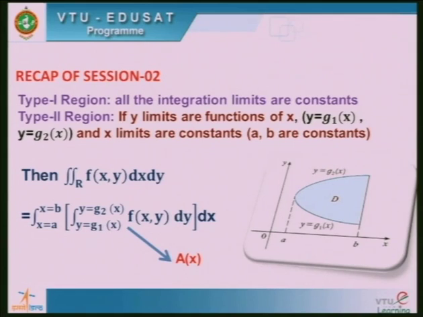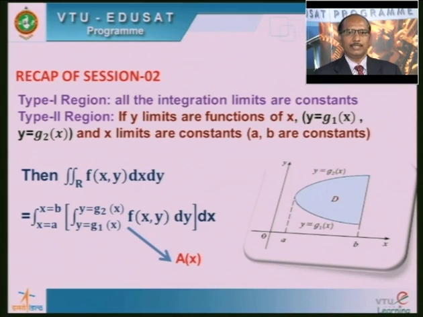In session 2, we had a discussion on the three types of regions, mainly the type 1 region, where all the limits are constants. The region in the xy plane was the rectangular region. We did the integration by using the iterative integrals, first with respect to x, then with respect to y. That was the first type region.